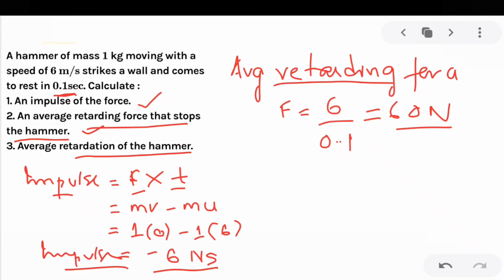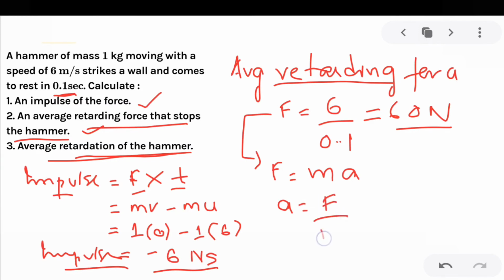Now average retardation of the hammer. Force is known. Force is equal to mass into acceleration. So acceleration will be equal to force divided by mass. So that is 60 divided by 1. So it is 60 meter per second square.